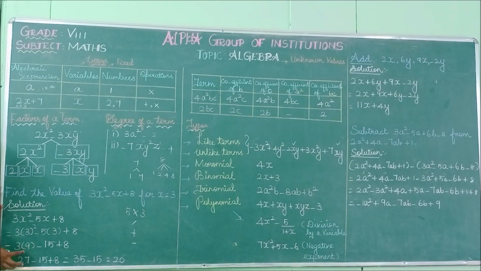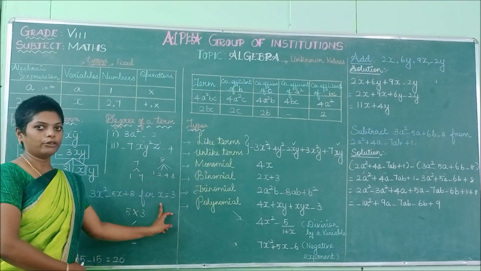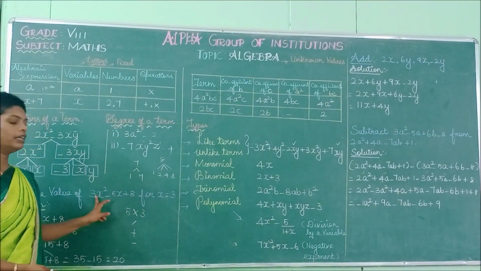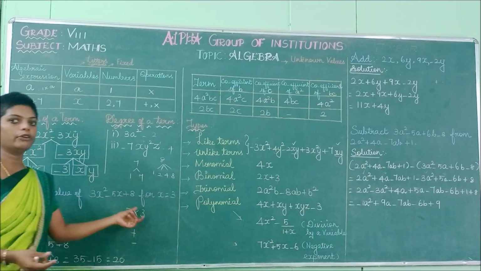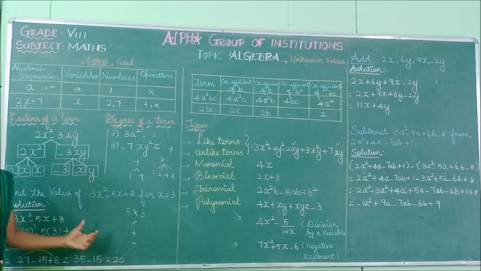So 3 into 9 is what? 3 9s are 27, minus 15 plus 8. Now you have to add those terms. Afterwards you have to separate this term. 27 plus 8 is nothing but what? 35, minus 15. So you have to separate both terms, we get 20. If they give a single value, put that single value. If they take more variables, for example if the equation contains x, y, z variables, they will give what? The x value, y value, z value. You have to substitute all the values in this question. Afterwards you have to find the value.